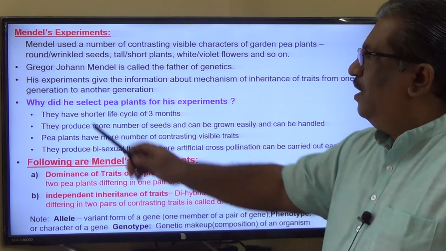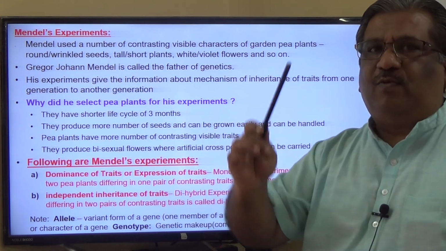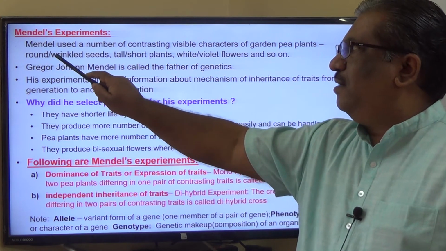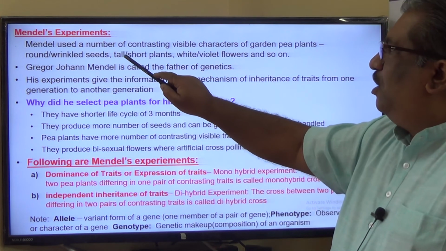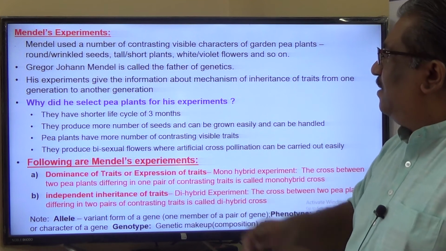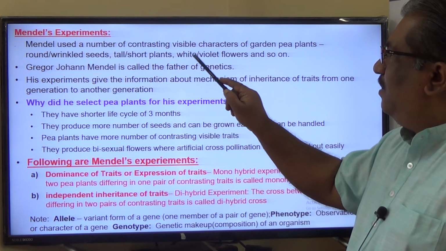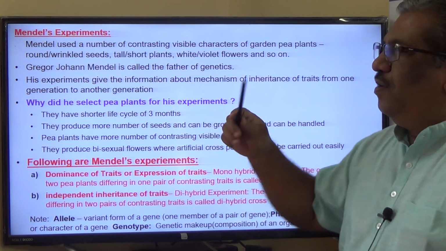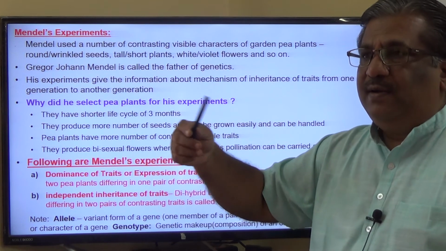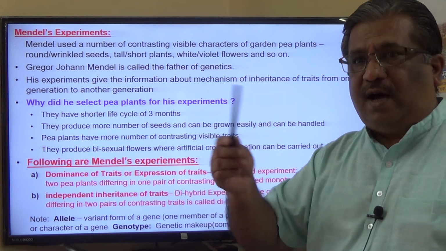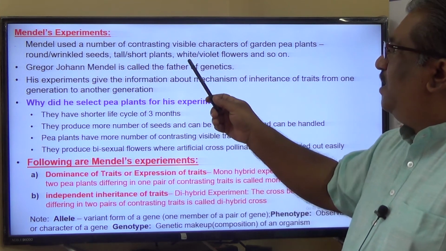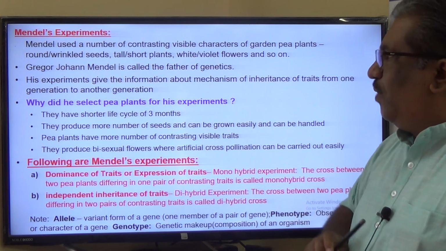One pair means what? I can take the shape. Shape is one trait. In that one, round and wrinkled. Round is one character, wrinkled is another character. Or tall and short is another pair of contrasting characters. Color of the petals, violet or white, forms one pair of characters. So round and wrinkled forms one pair. Green colored seeds, yellow colored seeds also form one pair. Tall or short plants also form one pair. Violet or white flowers also form one pair.